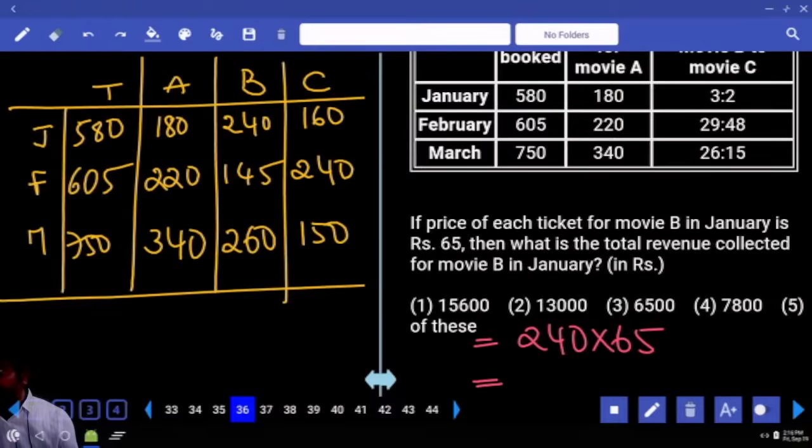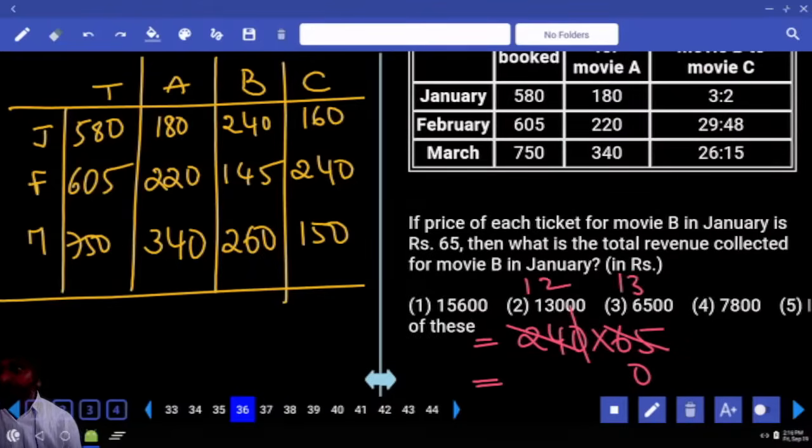I don't want to go with last digit verification. There is a 0, let me write 0. And there is an even number and then a 5 multiple also. Let me take 2 from here, 12 is left. Let me take 5 from here, 13 is left. 2 and 5 will give you one more 0. 12 into 13, product of consecutive numbers. Small number square plus small number. 144 plus 12, 156. First option, final answer.